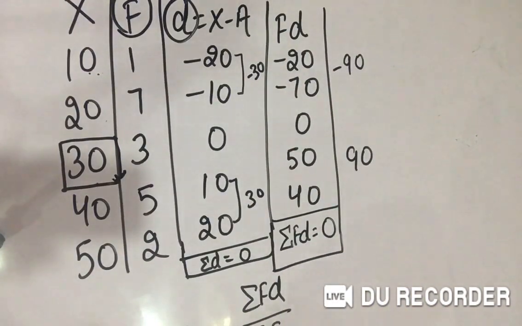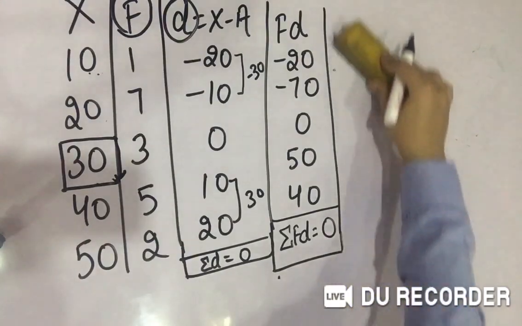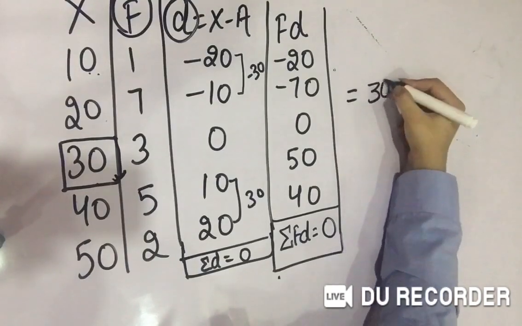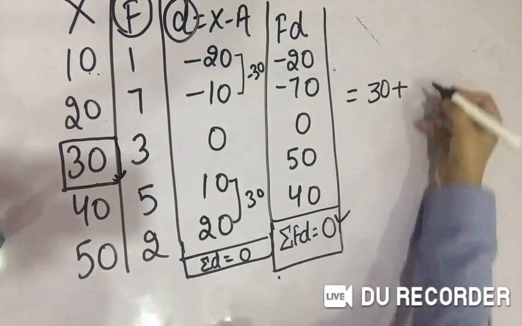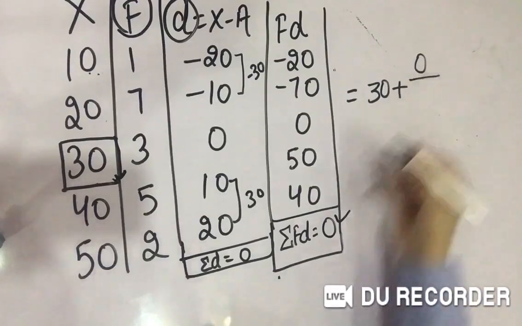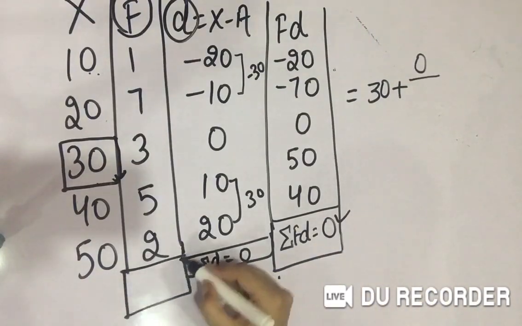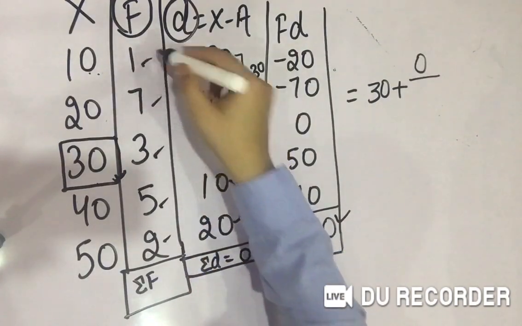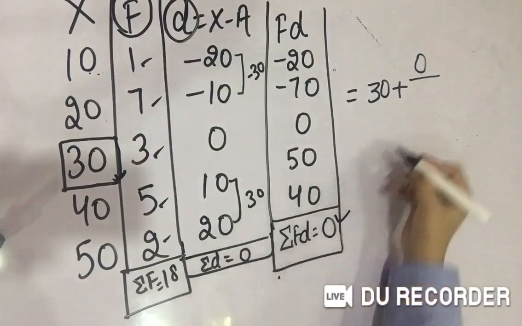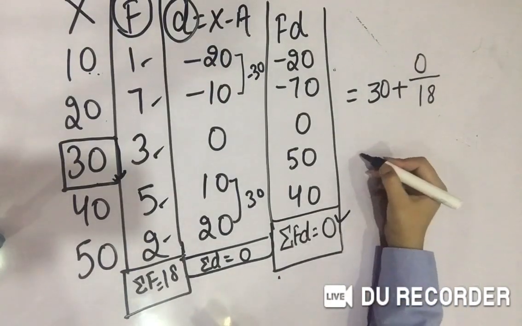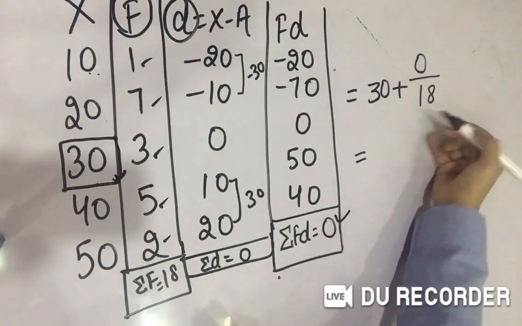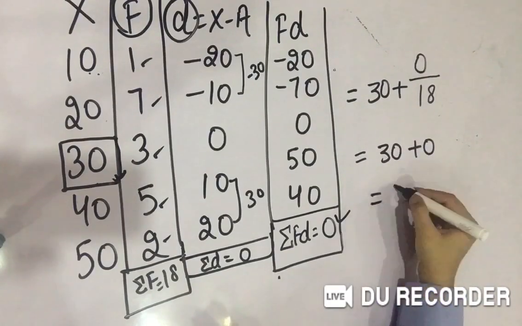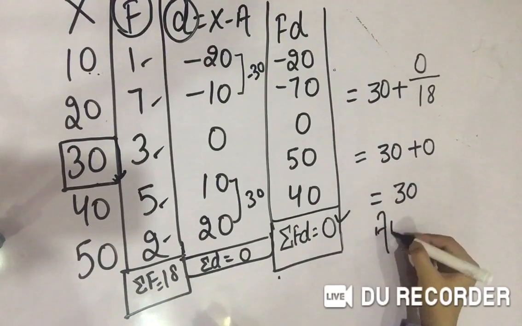Let me write on another side as it's not visible. So assumed mean was 30 plus summation FD is 0 upon summation F. We have to add up this frequency and this will be 18. So 0 upon 18. So 0 upon 18 means 0. 0 upon something is 0. 30 plus 0 will be equal to 30 and this is your answer.